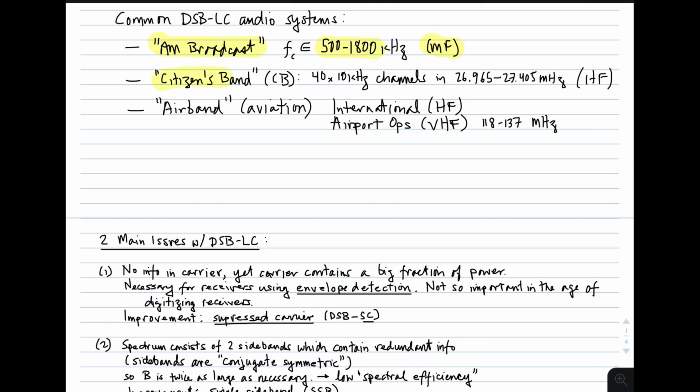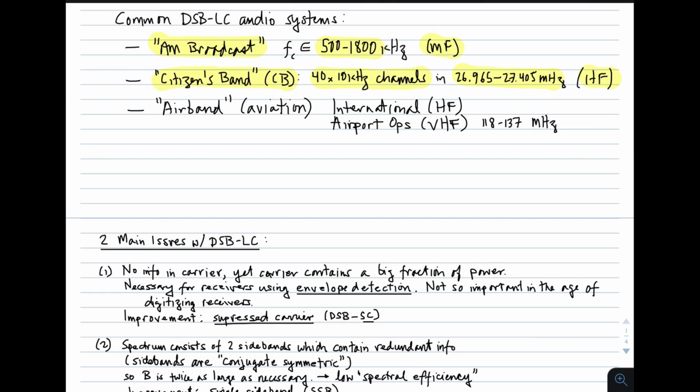Another common double sideband large carrier audio system is Citizens Band. This is 40 10-kilohertz channels, around 27 megahertz or so. That's the HF spectrum. So Citizens Band is most commonly associated with truckers, but a lot of folks use this.